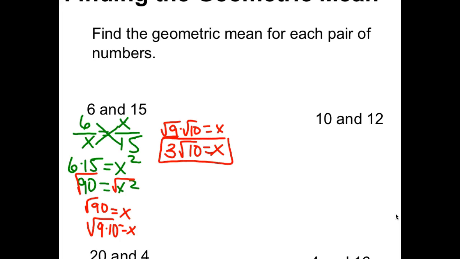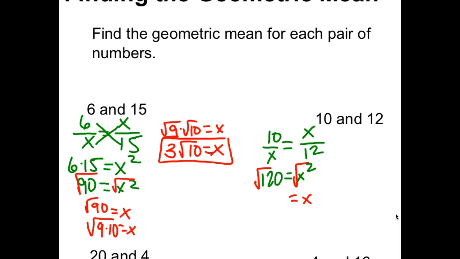Let's try another one together. So once again, we set up our proportion. 10 and 12 are our extremes. x will be our means. So we cross multiply now. 10 times 12 is 120. x times x is x squared. However, now I have to simplify that, so I take the square root of x squared, which gets me an x, and I take the square root of 120. Now I start to think about what goes into 120. I know 10 times 12. I know 2 times 60. None of those are perfect squares.